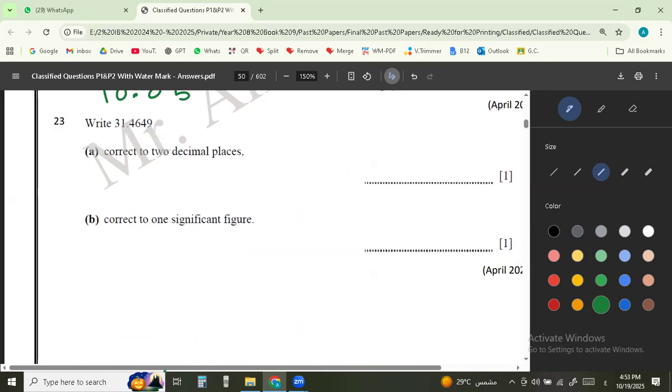Correct to 2 decimal places, which is up to the 6. Look at the digit after it; it is weak, so it gives nothing. So it is 31.46. Correct to one significant figure. One significant figure is the 3. Look at the digit after it; it is weak, so 3 stays the same. Everything after it turns into a 0, but without decimal points because it is a whole number. So it is 30.